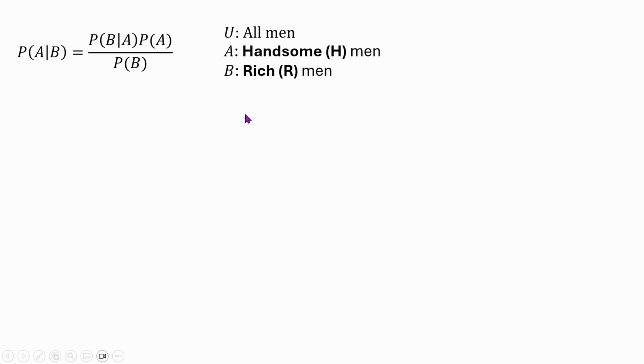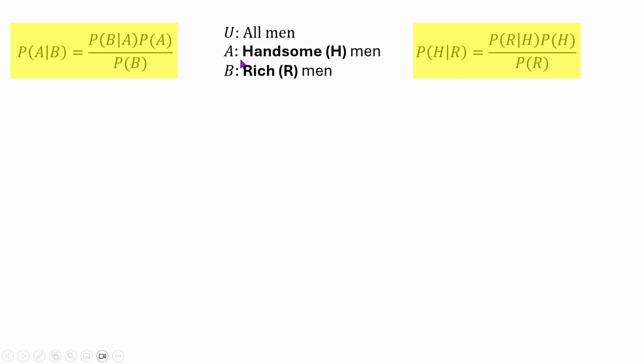So let's dive in. So let's see an example where U is the set of all men, A is the set of men where the men are handsome, and B is the set of men where the men are rich. Now I am talking about A and B because this formula contains A and B, but we can transform A and B to handsome means H and rich means R. So that's what we are going to do. So we now have probability of H given R, and we have this formula right here, which is exactly the same as this formula. We have just replaced A by H, and we have replaced B by R.